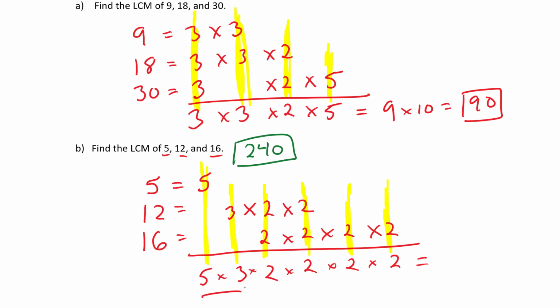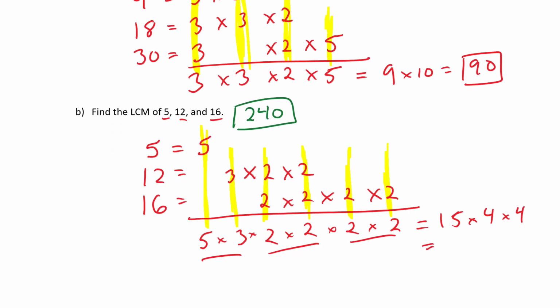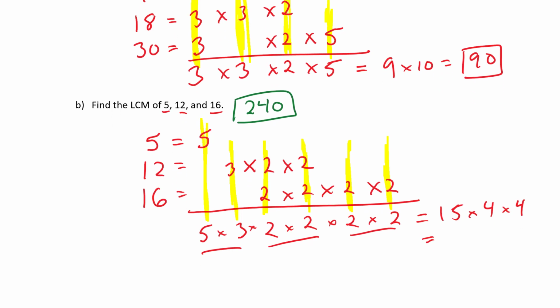In this case here, 5 times 3 is 15, 2 times 2 is 4, and 2 times 2 is 4, giving me in this case, what do we got that? 15 times 4, that's going to be 60 times 4. 6 times 4 is 24, so 60 times 4 is 240. You can see here the lowest common multiple of 5, 12, and 16 is 240. I bet you couldn't do that in your head. I know I couldn't. So hopefully now you understand how to determine the lowest common multiple.